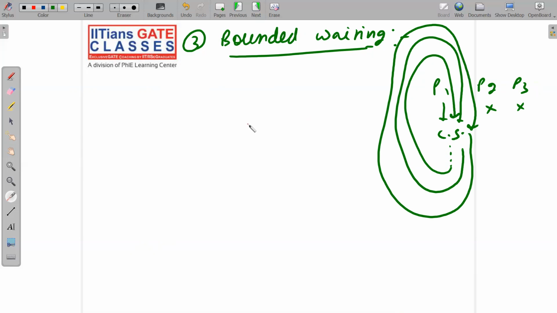It may be like this also. P1 is going, and sometimes P2 is going into the CS and coming out, and again P2 is going, and so on. But P3 is not getting its turn. That also means bounded waiting is not satisfied. So even if one of the processes is never getting its turn, we say bounded waiting is not satisfied. Are you getting it?